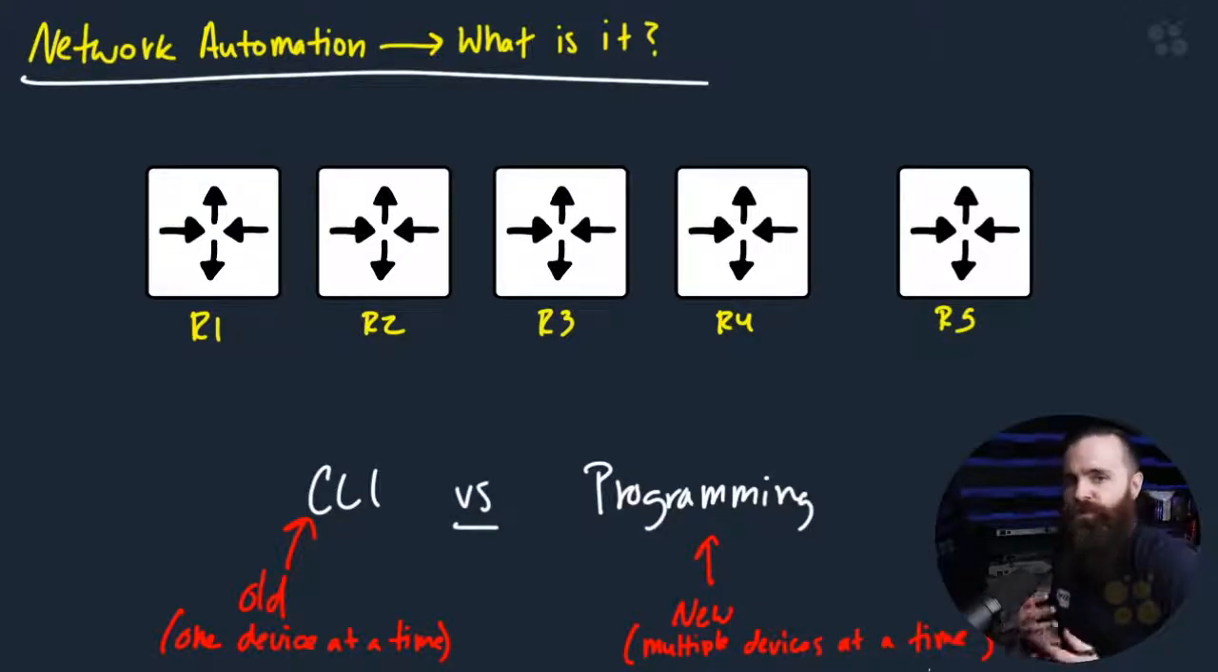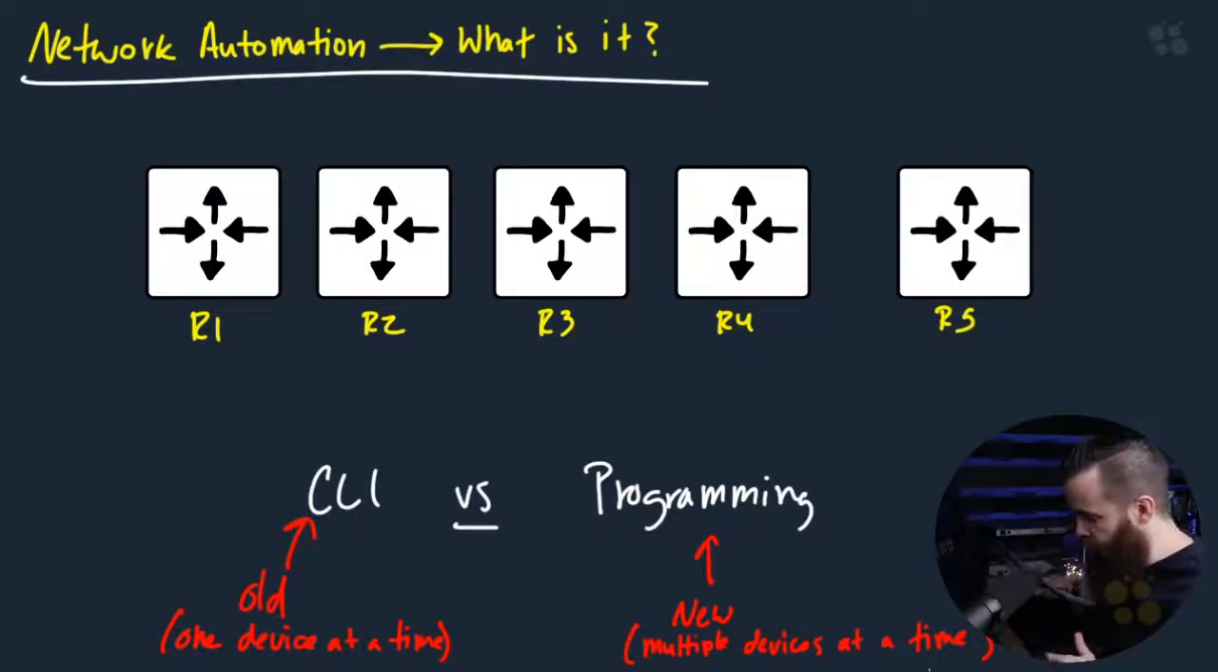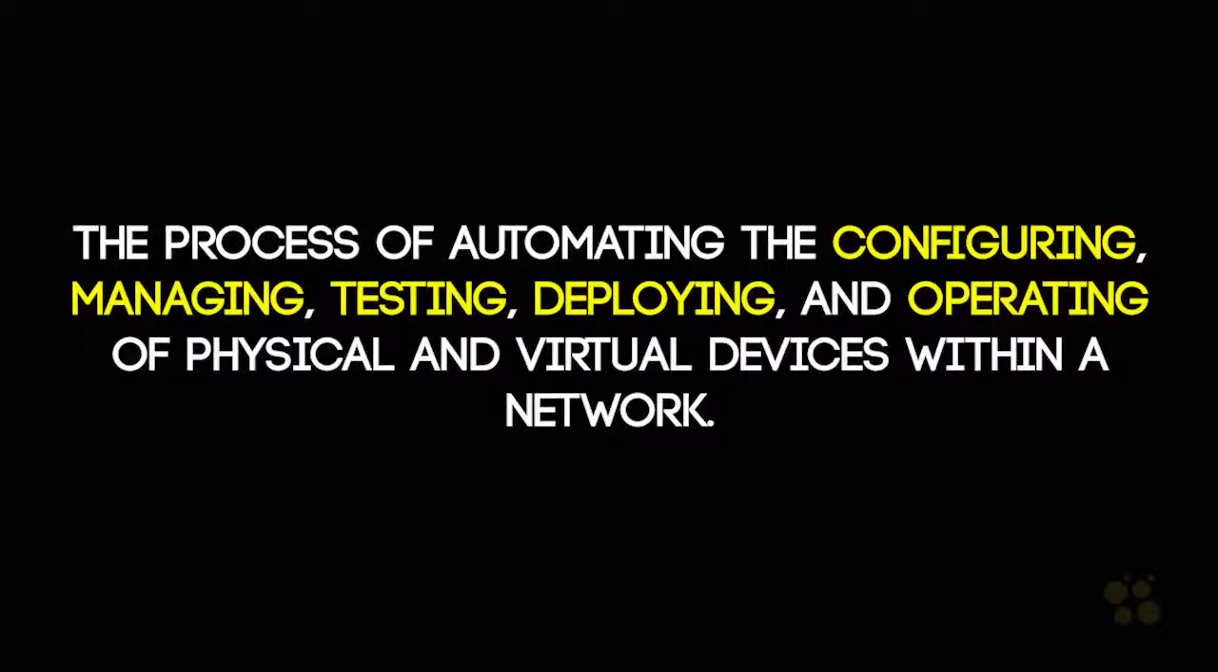Now, that is an oversimplified way to look at it. The official definition from Cisco, I'll read it to you right now: the process of automating the configuring, managing, testing, deploying, and operating of physical and virtual devices within a network. So in the example I just showed you, all we do is configure something. We used automation, but we just did configuring. There's more to automation just based on the definition I read you.